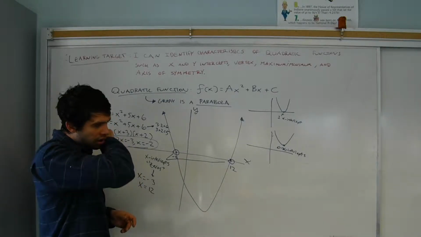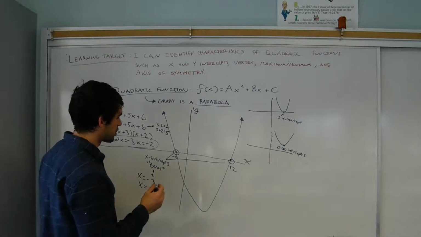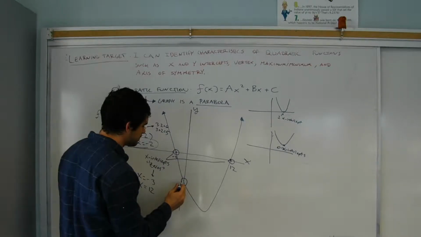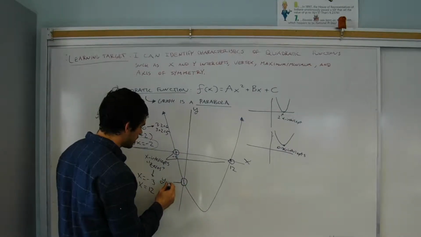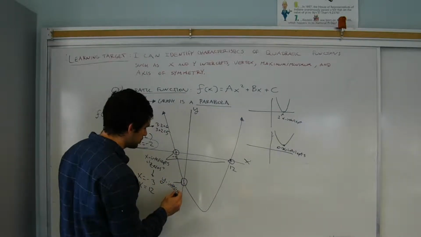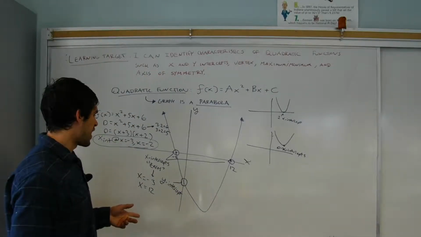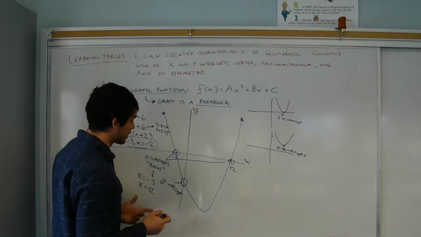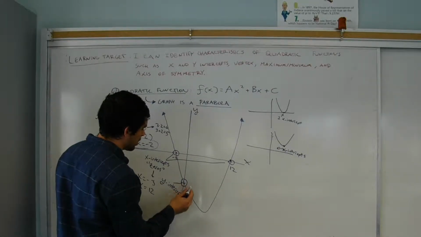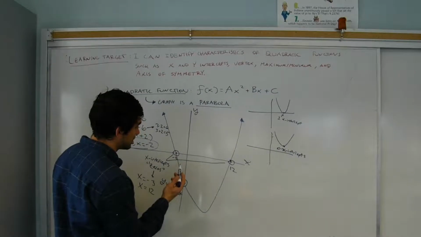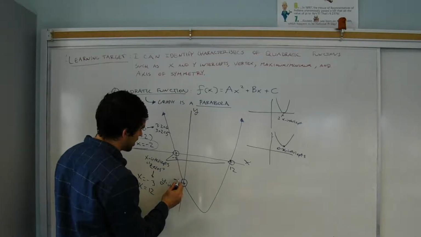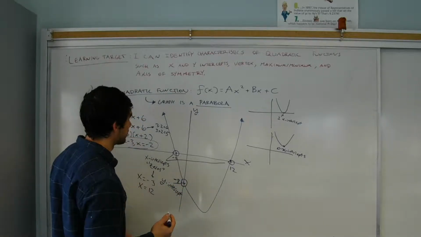Additionally, all quadratic functions will cross the y-axis at some point. So we have the y-intercept right here. And again, by looking at the graph, you can find the y-intercept by just looking at where it is. So in this case, say -8 would be the y-intercept.